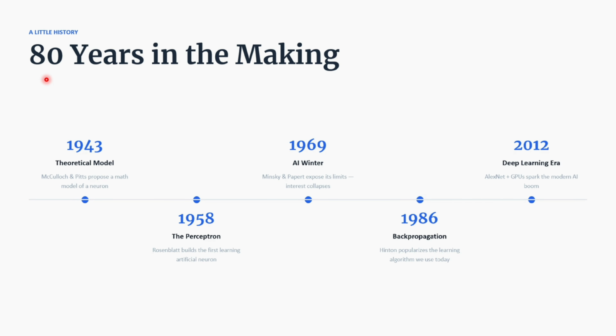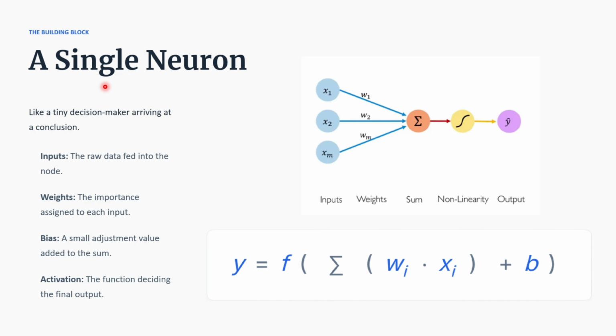So neural networks aren't really a new invention. The core idea is over 80 years old. What changed recently is that we finally have enough data and enough computing power to make them actually work well.